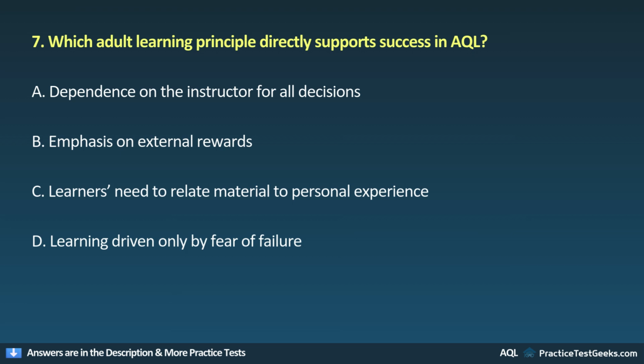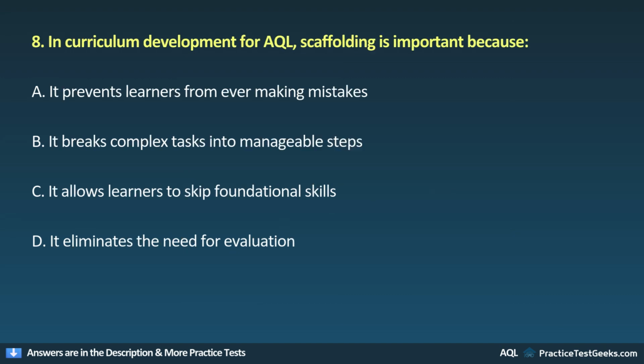7. Which adult learning principle directly supports success in AQL? A. Dependence on the instructor for all decisions. B. Emphasis on external rewards. C. Learners need to relate material to personal experience. D. Learning driven only by fear of failure.